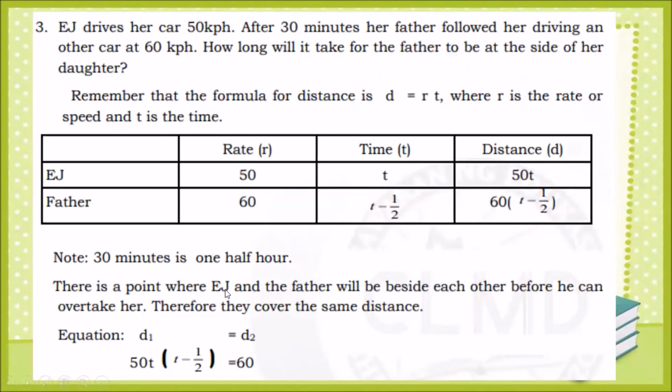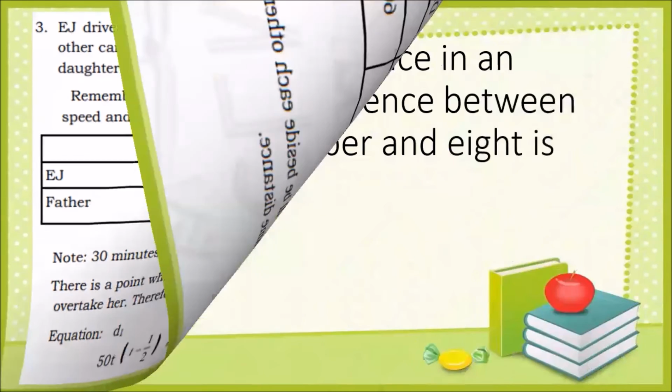There is a point where EJ and the father will be beside each other before he can overtake her. Therefore, they cover the same distance. So, D sub 1 equals D sub 2. So, 50t equals 60 times t minus 1/2. So, ito yung ating translation sa ibig sabihin doon sa pinapahanap sa number 3. Next.